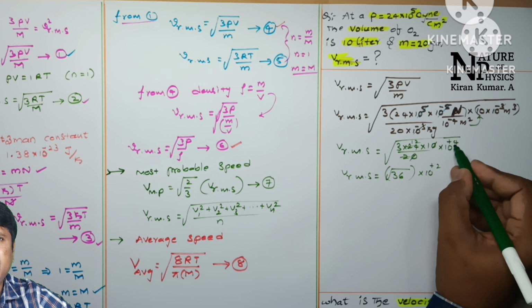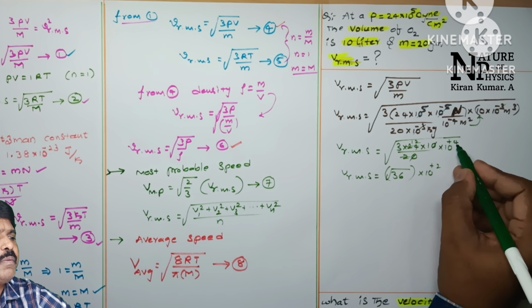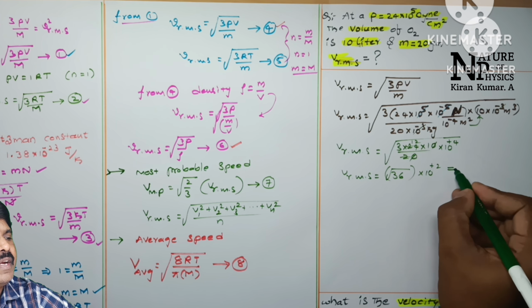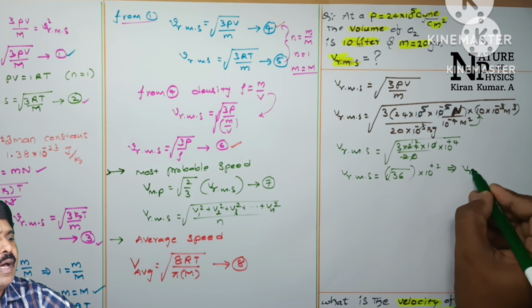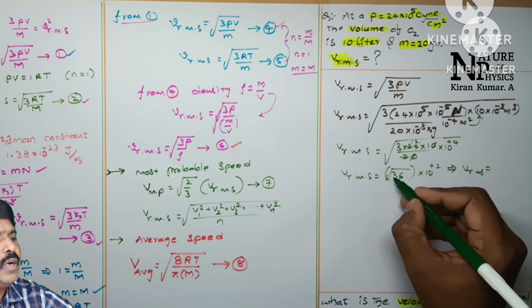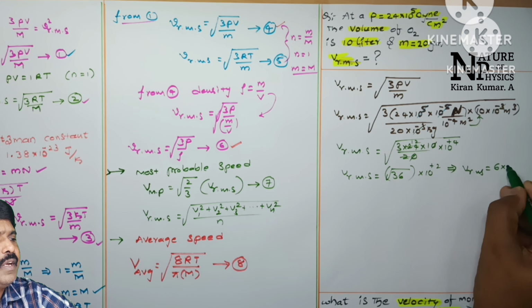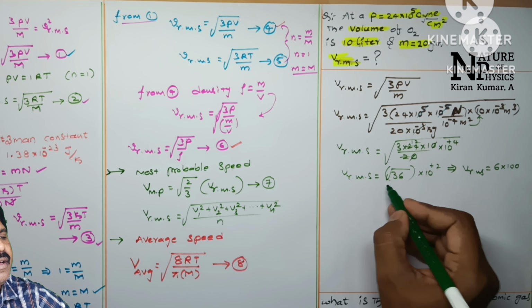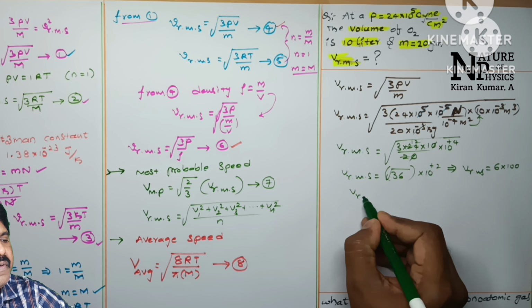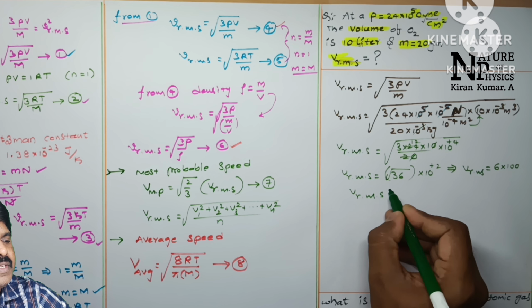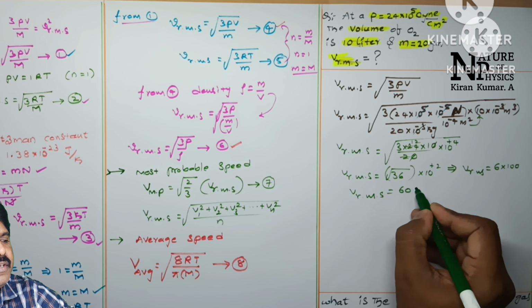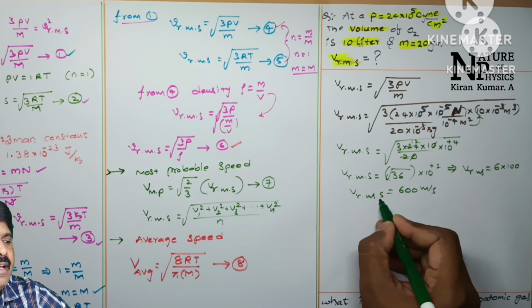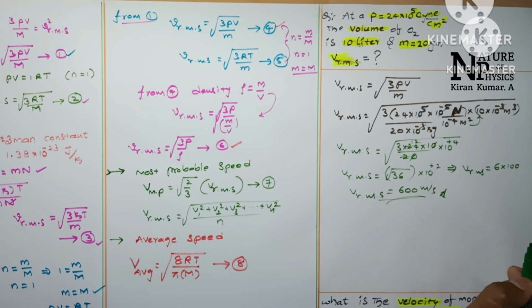The square root cancels for the 10 to the power of plus 4. So finally I am getting VRMS equal to 6, root 36 is 6, into 10 to the power of 2, which is 100. So the final answer is VRMS equal to 600 meter per second. Clear information with the derivation we did, student.